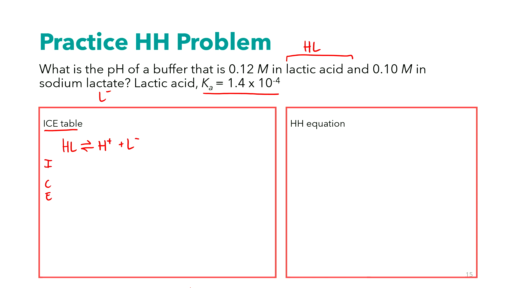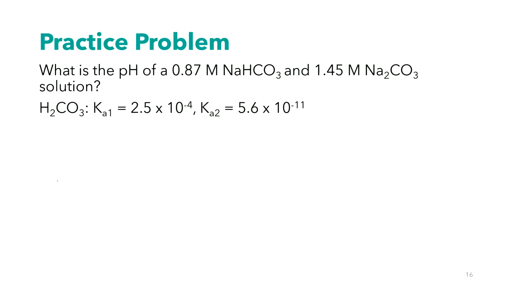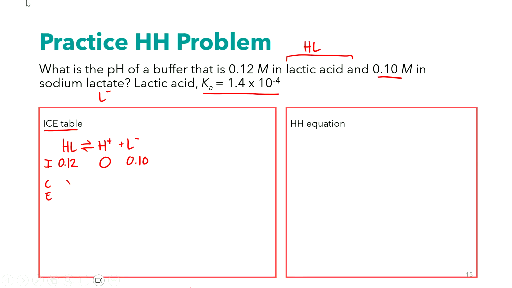But now, again, this is a common ion question. I have more than one thing to start with. I've got HL, which is 0.12. And I've got L minus, which is 0.1. And I'm solving for this H. I want to know what this H plus is. I'm going to lose some of this, gain some of my products.